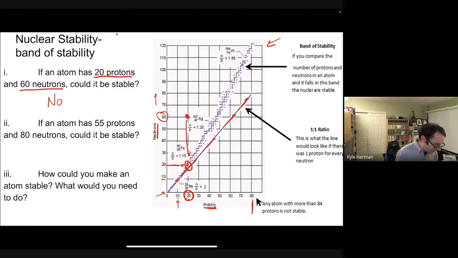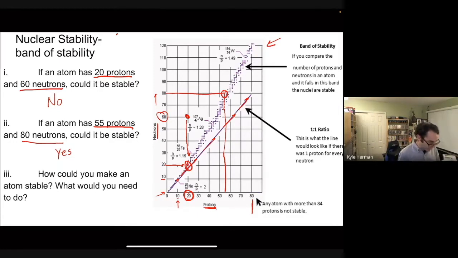It says, if an atom has 55 protons and 80 neutrons, could it be stable? So 55 is in the middle here, and then 80 is here. If we put them together, it is close to the edge of that stability, but I would say it's still in there. So yeah, we could say sure, why not? Could it be stable? Yeah, it could be.